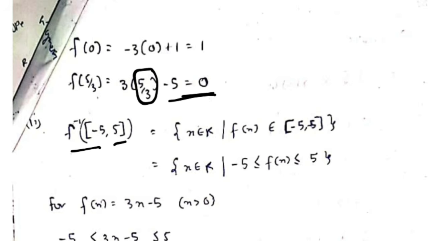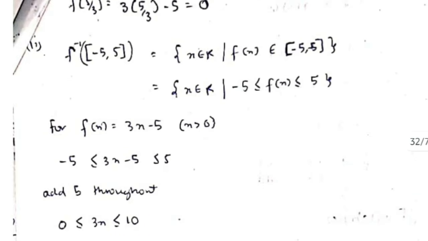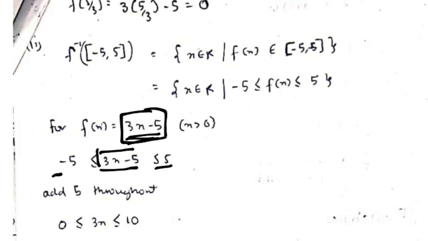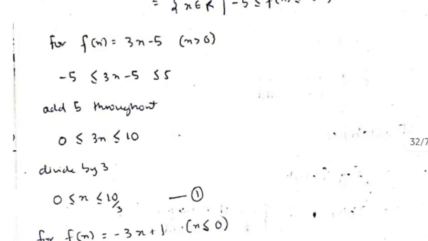Okay, so this is the closed interval, that means minus 5 and 5 both are considered. For 2 cases we will consider if x is greater than 0, then f of x is 3x minus 5. Minus 5 and 5 in between both, f of x, which is 3x minus 5, will be used. Then we'll add 5 throughout because we need just x here. So for getting x we'll add 5 first, so 5 will be cut, then we'll divide by 3. So x will be remaining here.